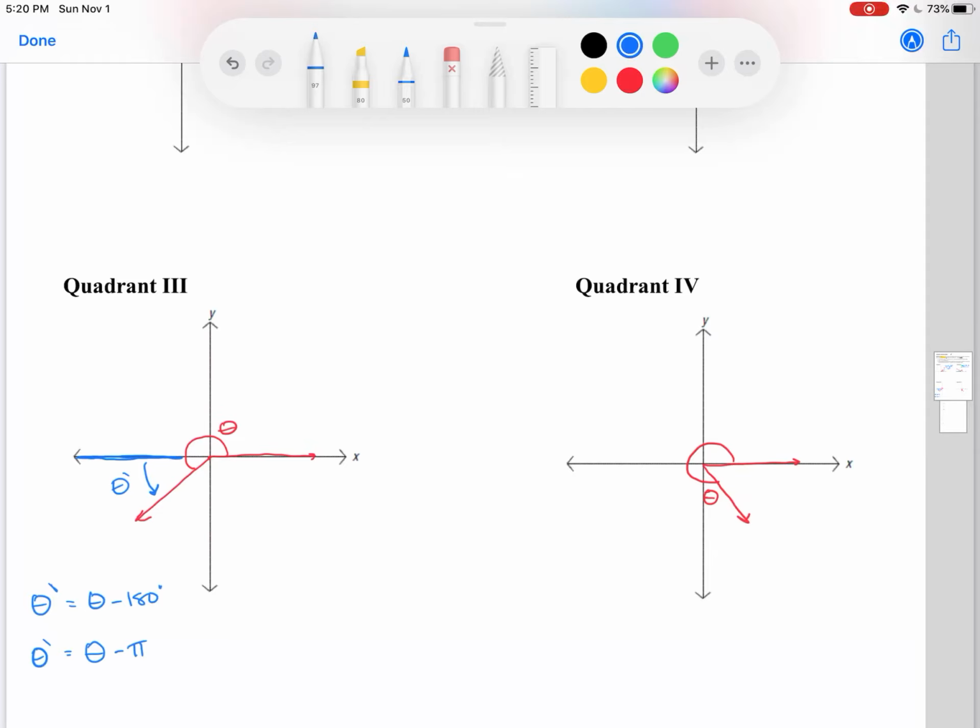Quadrant 4, same initial side, going to open all the way up into quadrant 4. And so your theta is represented by this entire red almost circle. But this time our arc theta, our reference angle, is going from this x-axis down to your terminal side. So they always share a terminal side, but they're going to be the other direction, if you will.